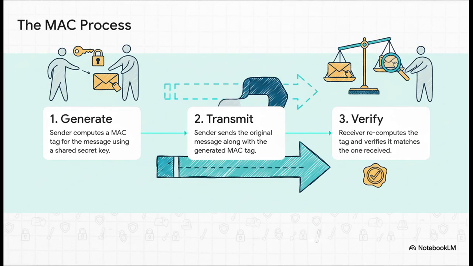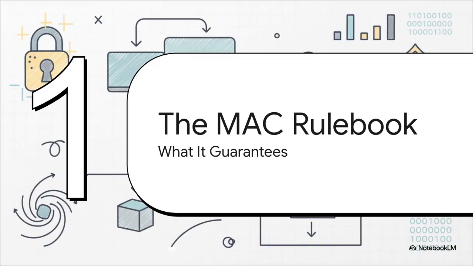The process is actually pretty slick, and it happens in 3 steps. First, the sender takes the message and their secret key, and they run it through a special algorithm to generate the MAC tag. That's like pressing the seal. Then they send the original message and this brand new tag over to the receiver. Finally, and this is the moment of truth, the receiver does the exact same calculation on their end using the message they got and their copy of the secret key. If the tag they just made matches the tag that was sent, boom, the seal is unbroken, the message is authentic.